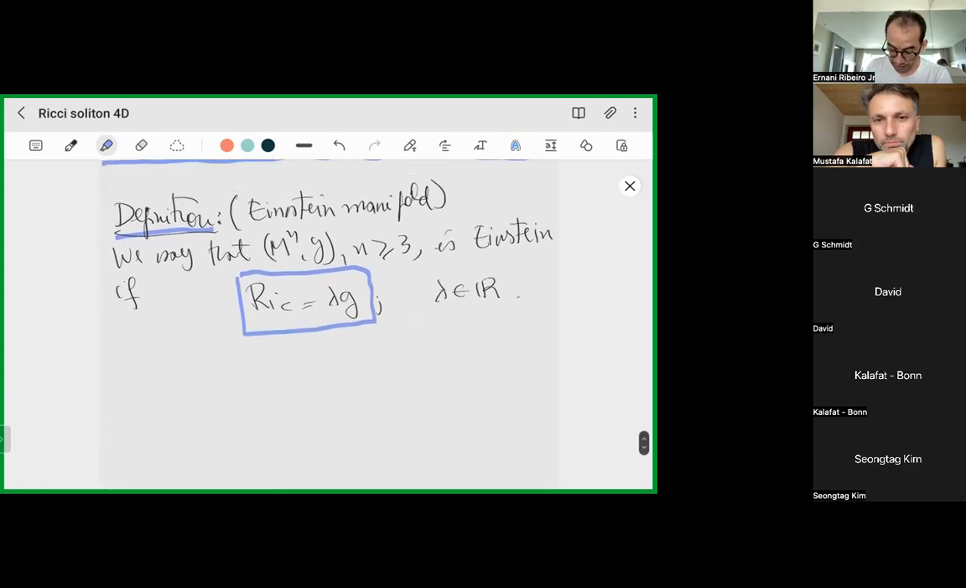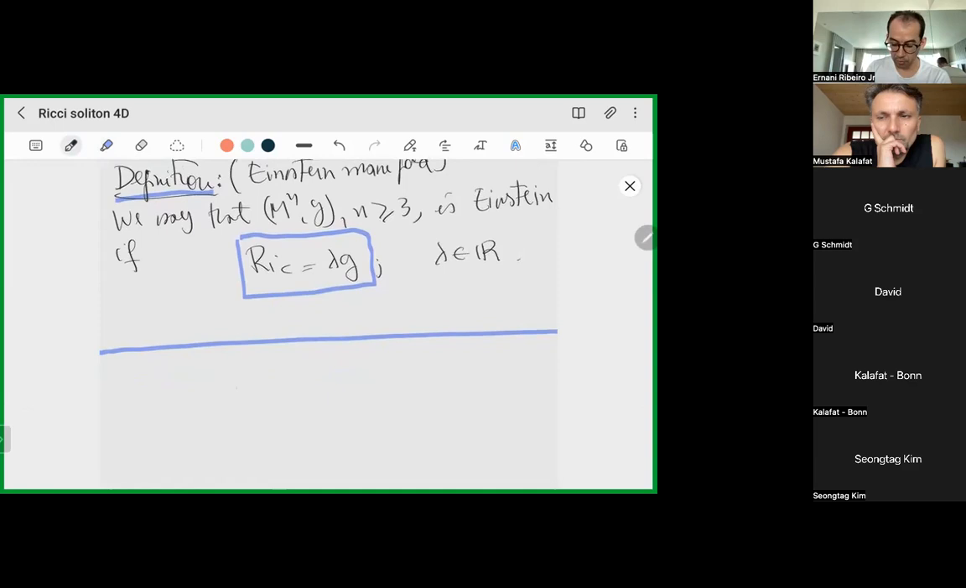So these manifolds are very important, and I want to put this clear. This equation can be written in a very simple way. For example, if you take the trace of the Ricci curvature, we obtain the scalar curvature. If you take the trace of the metric, it becomes the dimension. Then essentially you can show that lambda must always be R divided by n.